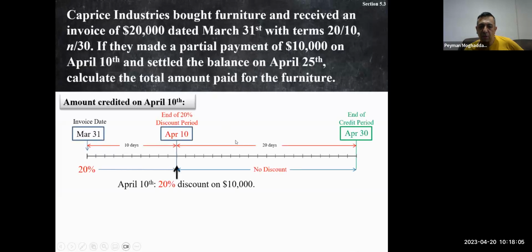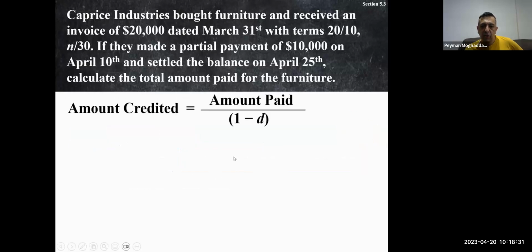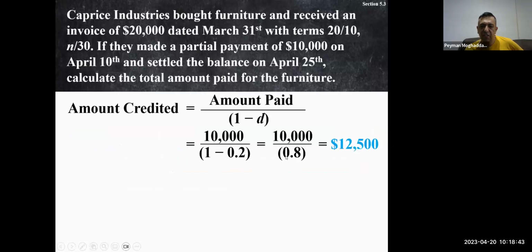So let's do the chart first. The invoice date is March 31st, and they have 10 days, so until April 10 they can pay and get a 20% discount, and from April 10 to April 30, no discount. They paid $10,000 on April 10. So the amount credited is $10,000 divided by 1 minus D, which is 10,000 divided by 1 minus 0.2, because this is 20%. So $12,500 is the credit, and that $12,500 is deducted from $20,000, right?